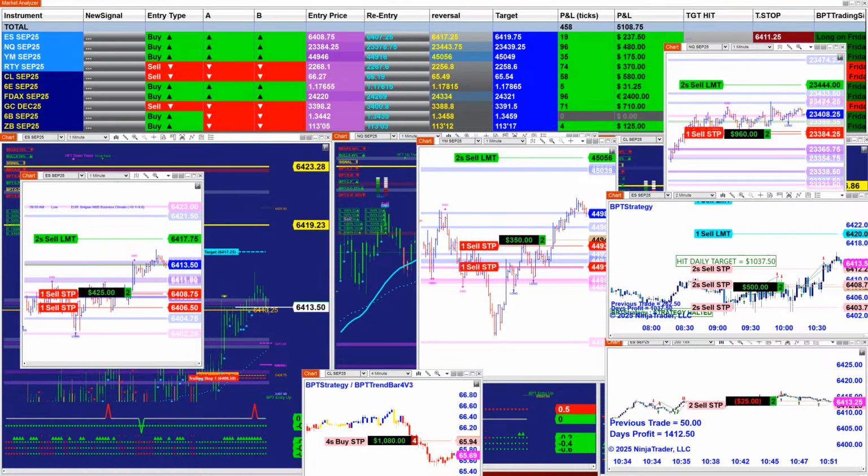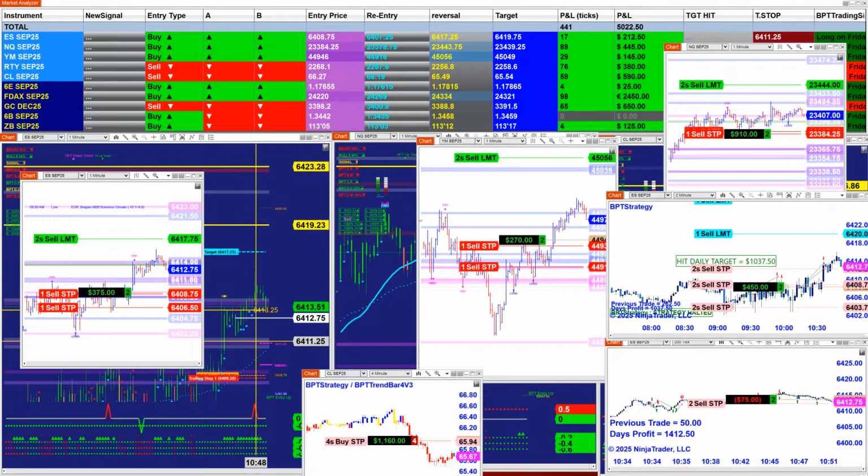So the re-entry on the ES is right there. The re-entry on the ES is 6,411. This is the re-entry on the ES, long. You don't have short, long. Everything looks normal. Everything looks nice now. Everything is smooth. So we'll see what happens.